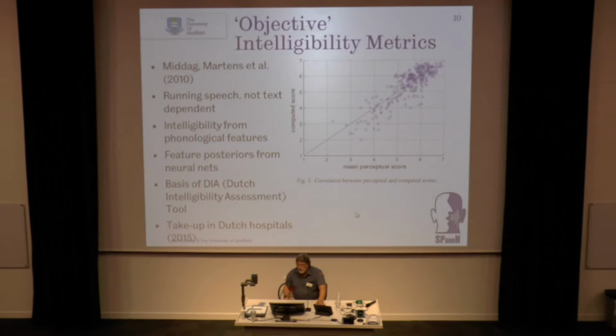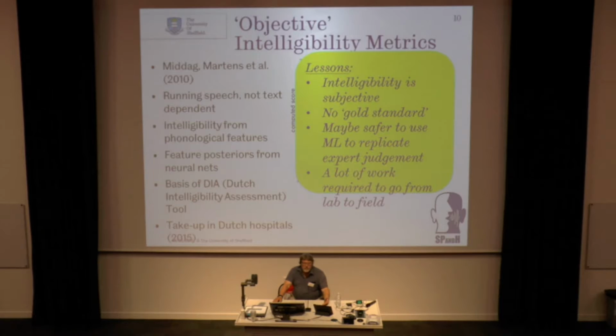Here's an example from one of Catherine's papers, where in the end what you're doing is train something to take the features that you've measured and produce a score which replicates the score which has been obtained subjectively through listening tests. Okay? And it kind of works pretty well. So what that is suggesting, well, intelligibility is a subjective thing. There's no real gold standard. But if you want to replicate that, it might be safer to use machine learning to get from what you think you can measure to what the judgment should be, rather than take an expert systems sort of approach, as James Carmichael did.